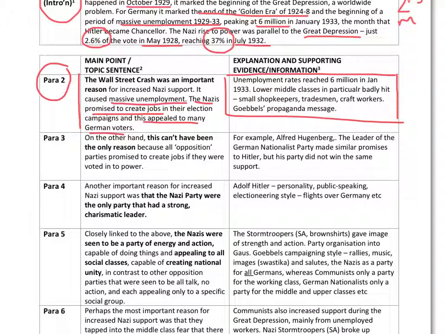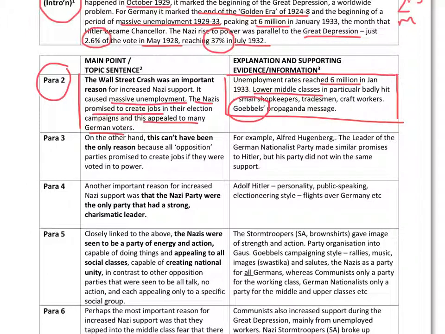You can develop that with a range of information. If you look to the right, you can mention 6 million unemployed, and in particular it was the lower middle classes who were most badly hit by the Great Depression: small shopkeepers, tradesmen, craft workers. Joseph Goebbels was the propaganda chief in the Nazi Party, so Hitler in his speeches was constantly targeting his message at the lower middle classes. On the whole, remember, the working classes lost their jobs, but they were on the whole attracted more to the communists. More on that in paragraph 6 below.